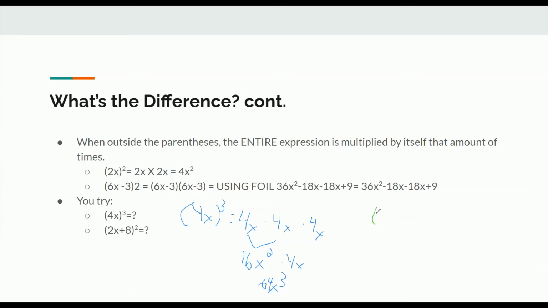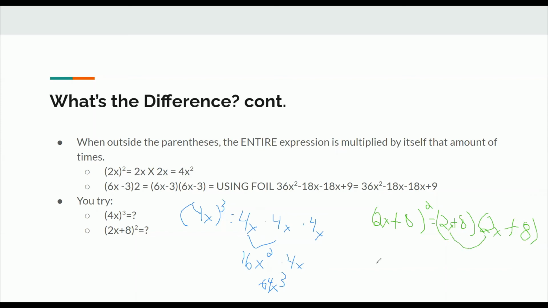And then for my second one, I am going to do it here on the right side. It's 2x plus 8 squared, right? So this could be rewritten as 2x plus 8 in parentheses times 2x plus 8. Alrighty. So now we're just going to follow FOIL again, right? So quick refresher, FOIL is first, outer, inner, last. So we'll do it here together.